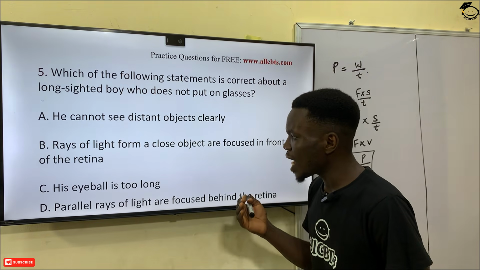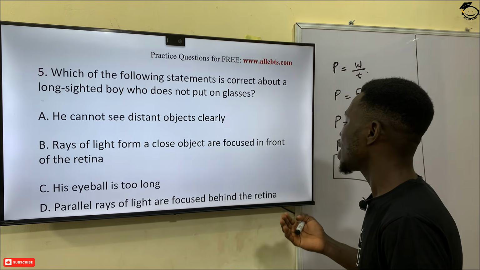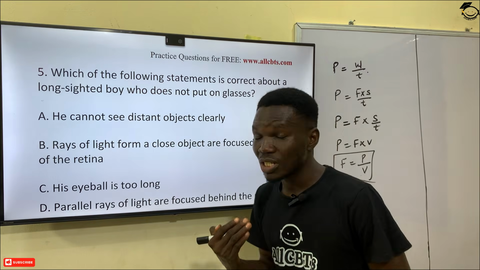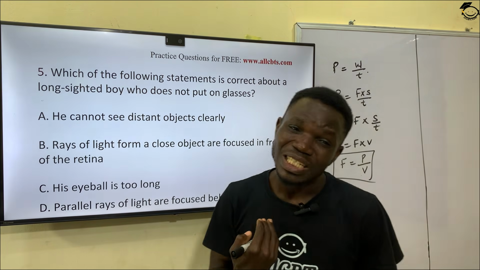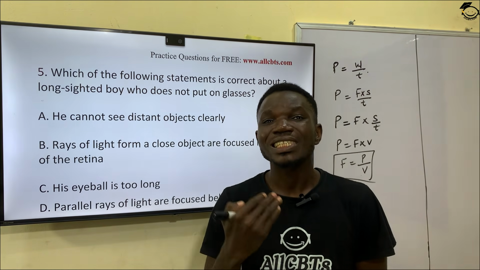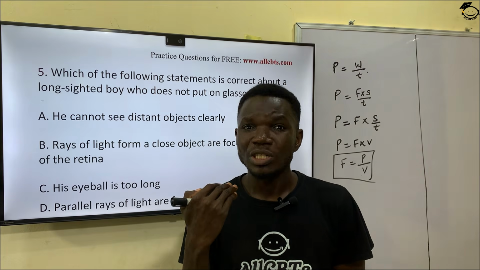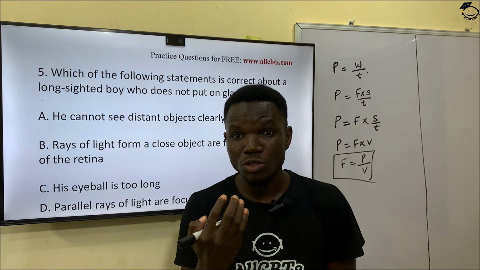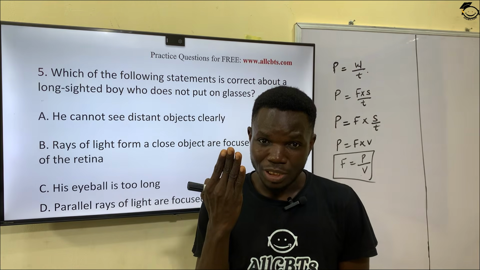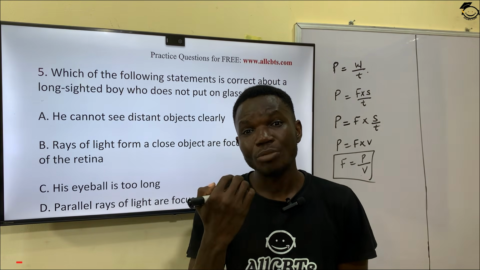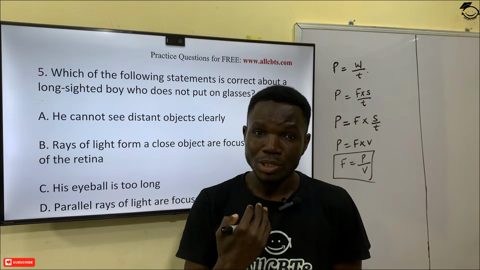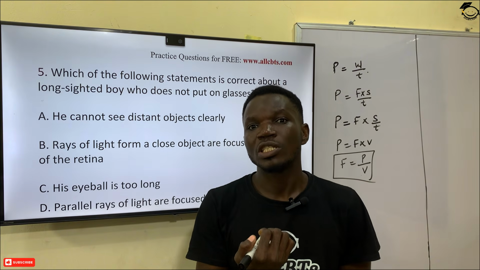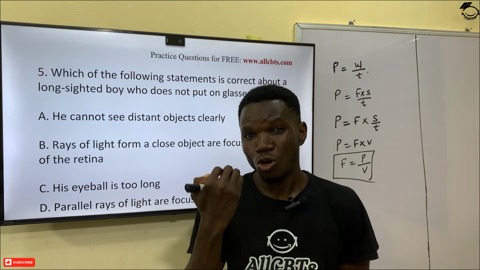Option D says parallel rays of light are focused behind the retina. Now, when you say a person is long-sighted, it means that that person can see objects that are very far, but the person cannot see objects that are very close by. So the person can see far objects, but not objects that are close by. So objects that are close by are blurry, but objects that are far off can easily be seen by this person because the person is what?